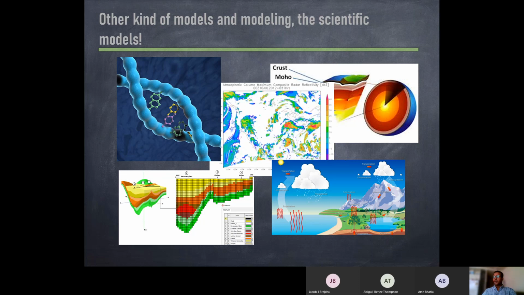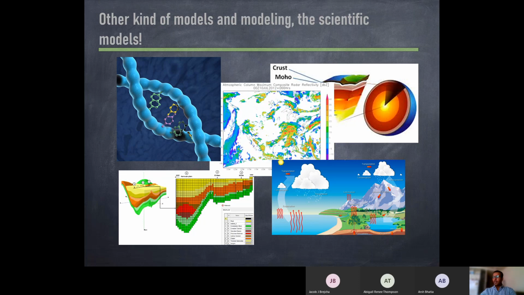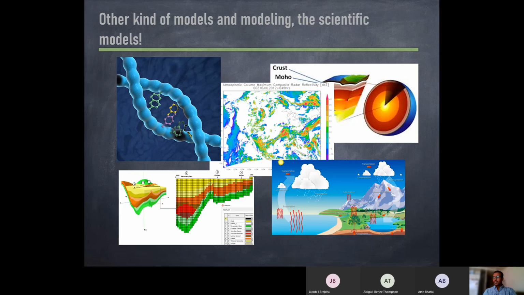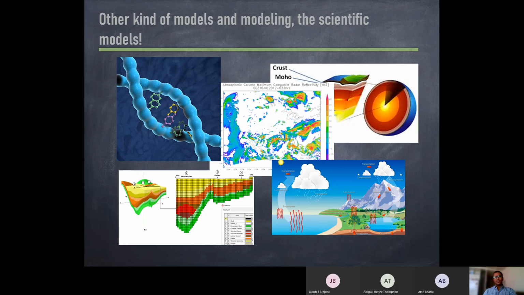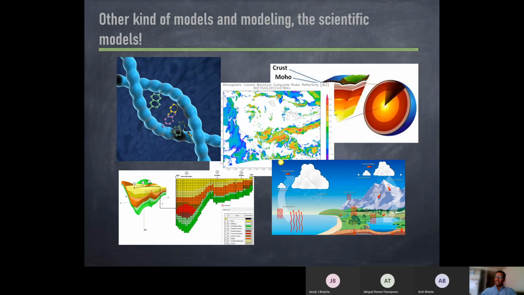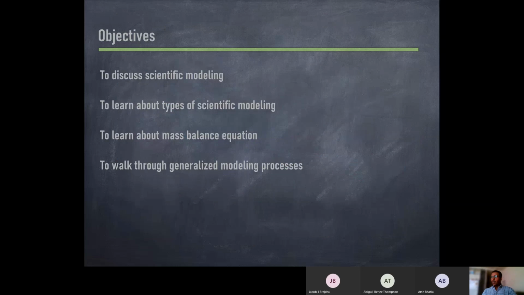These are scientific models. Today we are going to talk about this sort of models and modeling. The objective of this session is to discuss scientific modeling. What are some of the different types of scientific modeling? We'll learn the basics of the mass balance equation in this skill session, as well as go over some generalized modeling processes.